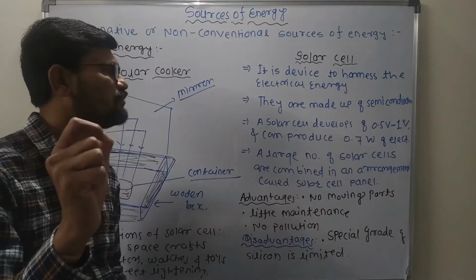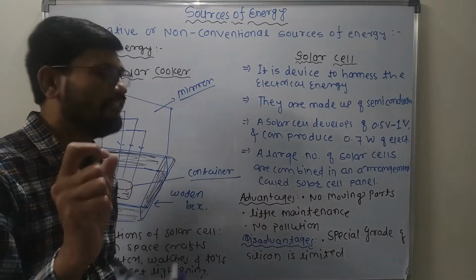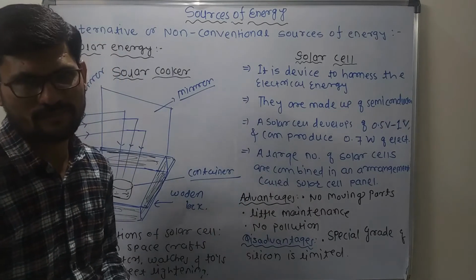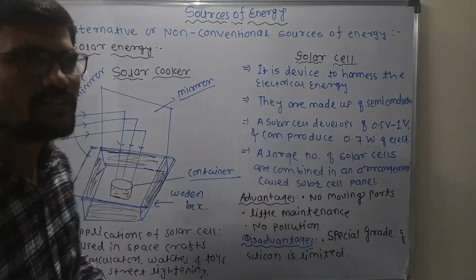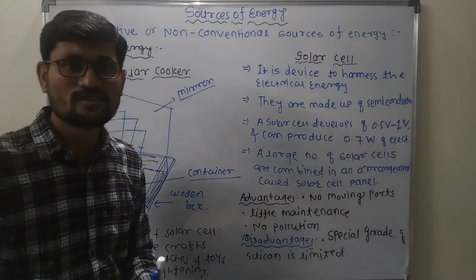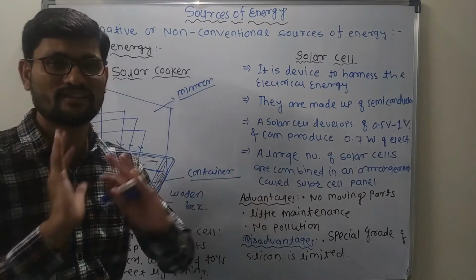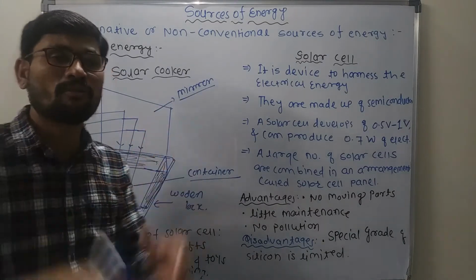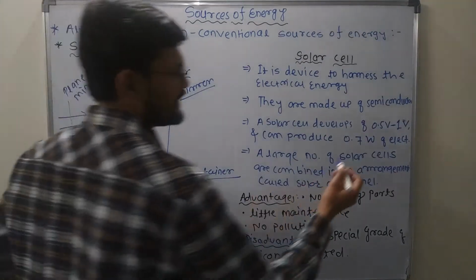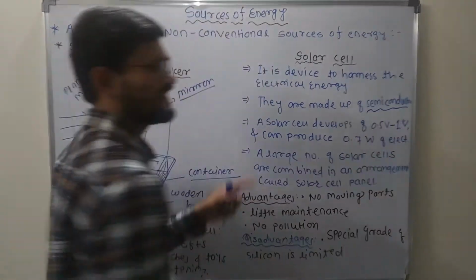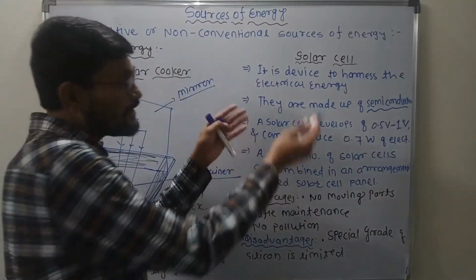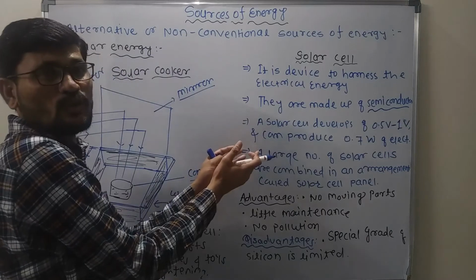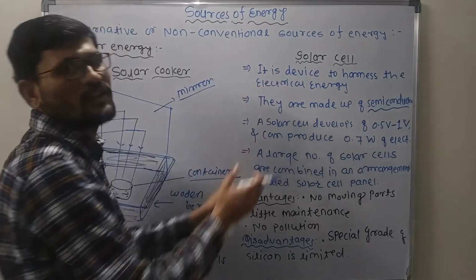Now the next type of energy device is the solar cell. This is one of the very important types of source of energy. Clear? Solar cell. What are solar cells? They are devices used to convert solar energy into electrical energy. That is it. There are small cells made from a material called a semiconductor. Semiconductors are the material used to create the solar cells.